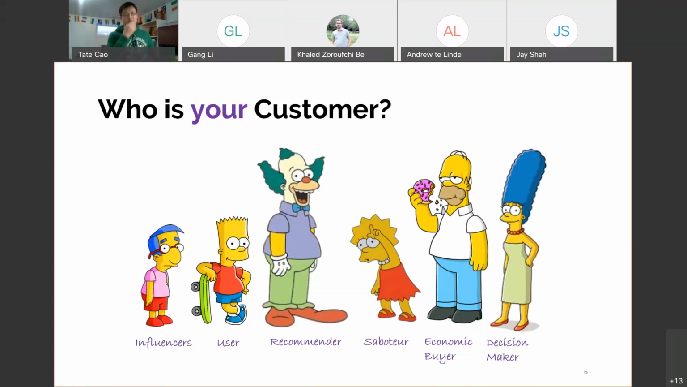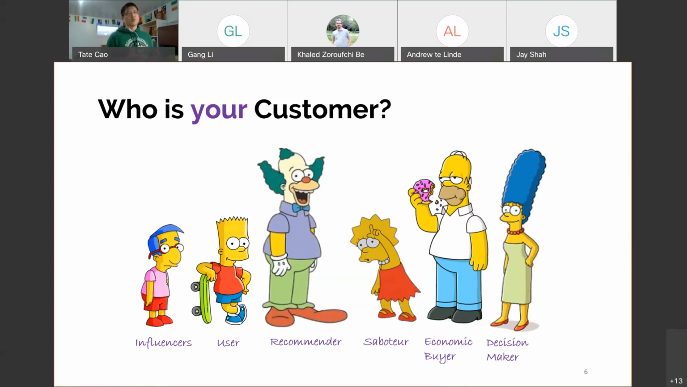Actually, you realize maybe you make a skateboard. Bart really wants a skateboard. So Homer might be paying for it, but in the family, it's Marge, the wife, who makes the decision. So you need to figure out who has the money and who decides how to spend the money. It may not be the same group of people. So even there, there is a split. You need to find out who makes the decision.